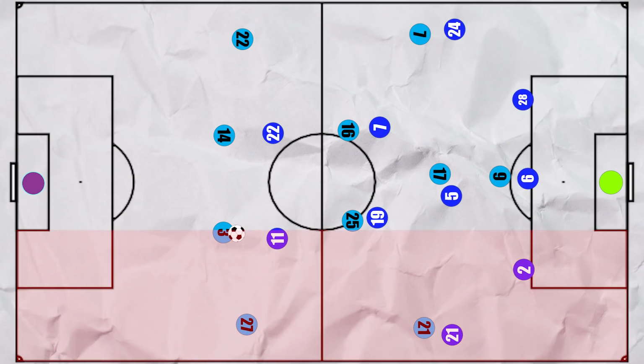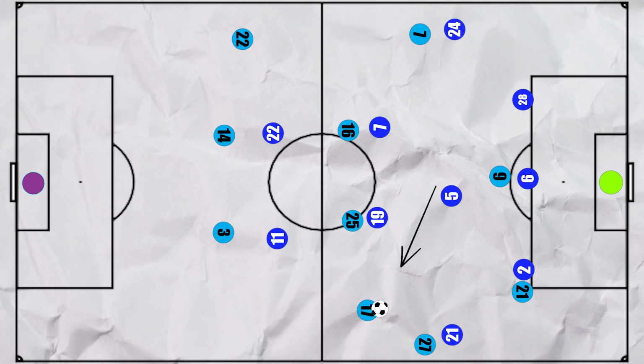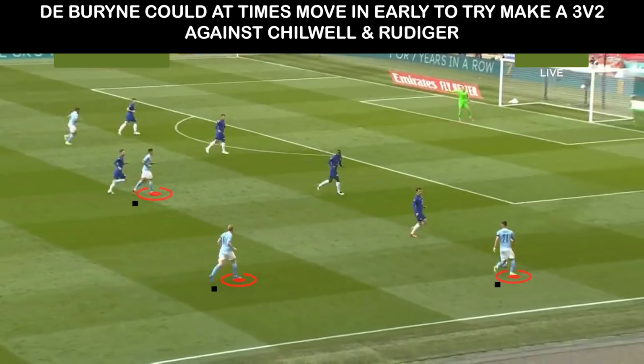Initially, City adapted by looking to cause overloads down the right, as to begin with, Chilwell was on Cancelo and Rudiger on Ferran Torres. And the overload would often be created through De Bruyne moving to the right to try and receive in these zones, but he had limited impact from these deeper areas, with Mount or Jorginho often covering across well when needed.